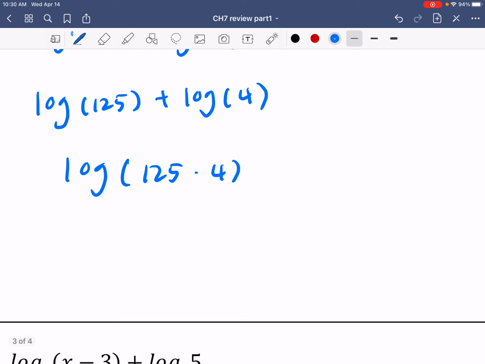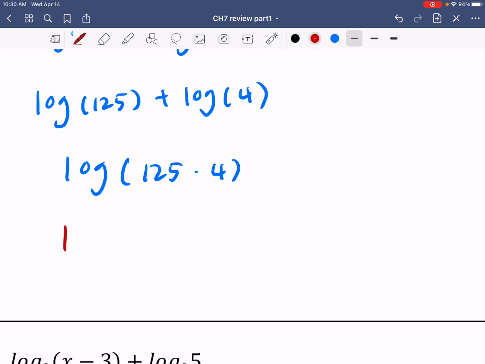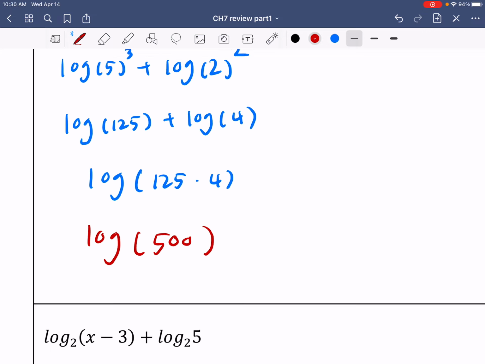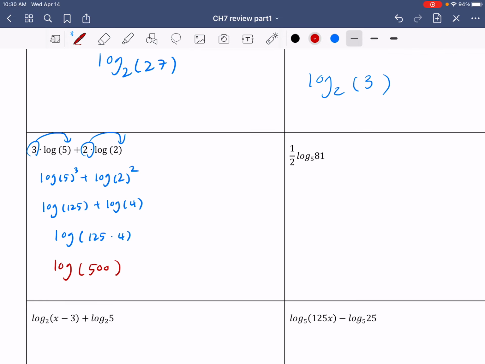Now let's add them. What the? This bell never stops ringing. So 125 times 4 is 500. That's what you do. All right. So this one is way simpler. Try this question by yourself. Okay.